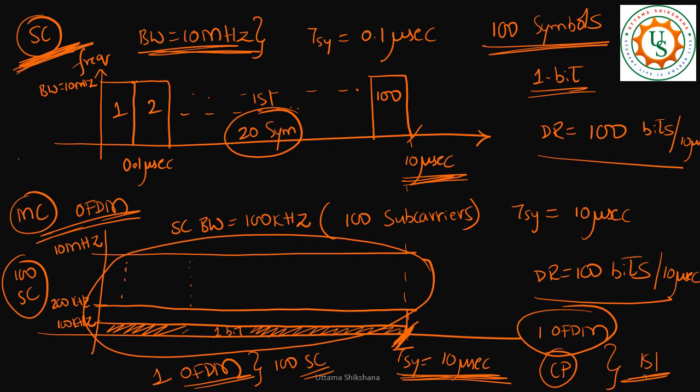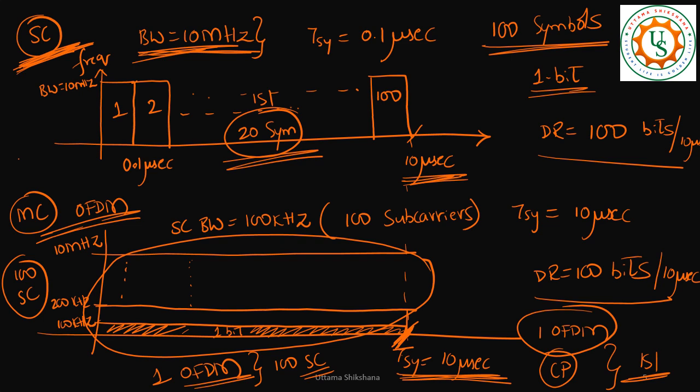Because of this reason, in earlier generations like 1G, 2G, 3G, we are not able to go beyond a certain data rate because we are not able to increase the bandwidth. Because the moment we increase the bandwidth, we were susceptible to multipath fading effects, and we were seeing a huge ISI, and we were not able to recover the symbols at the receiver.